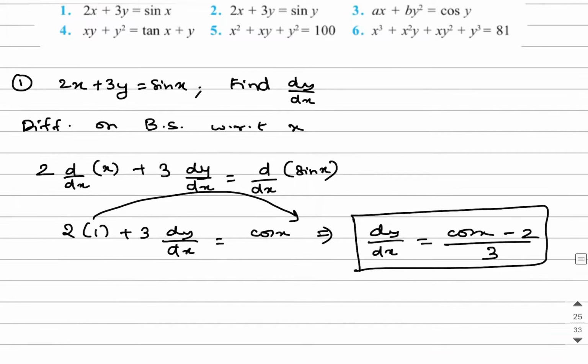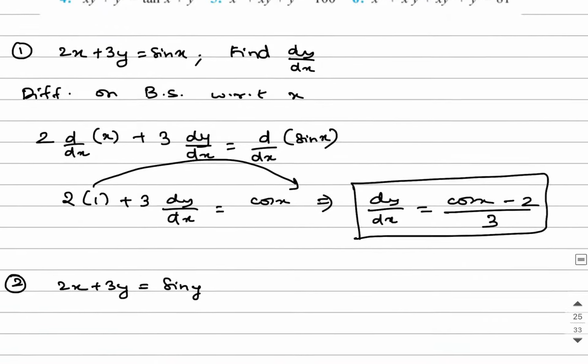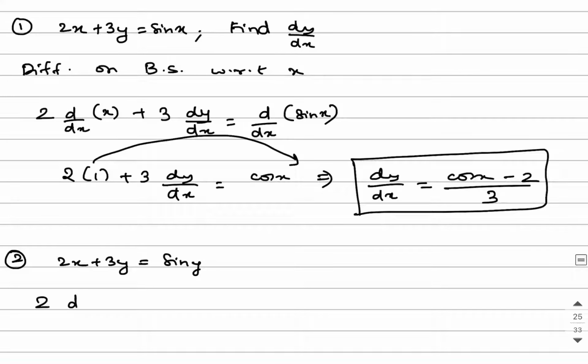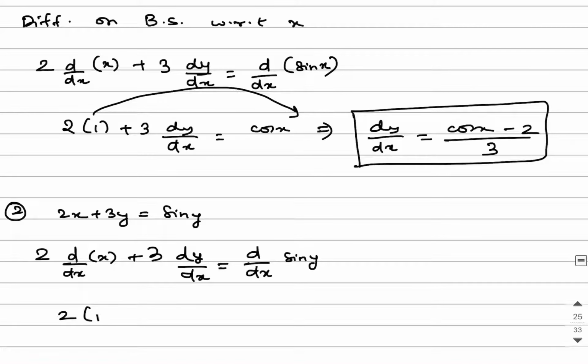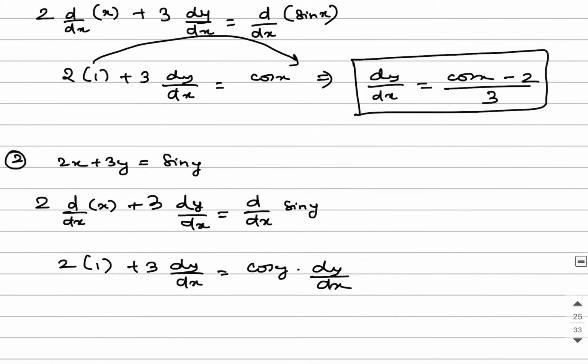Similarly, the second problem is 2x plus 3y is equal to sin y. So again differentiating on both sides with respect to x, we get 2 into derivative of x with respect to x plus 3 into derivative of y with respect to x is equal to d by dx of sin y. So 2 into derivative of x is 1 plus 3 into dy by dx is equal to derivative of sin y is cos y into derivative of y is dy by dx, applying chain rule.